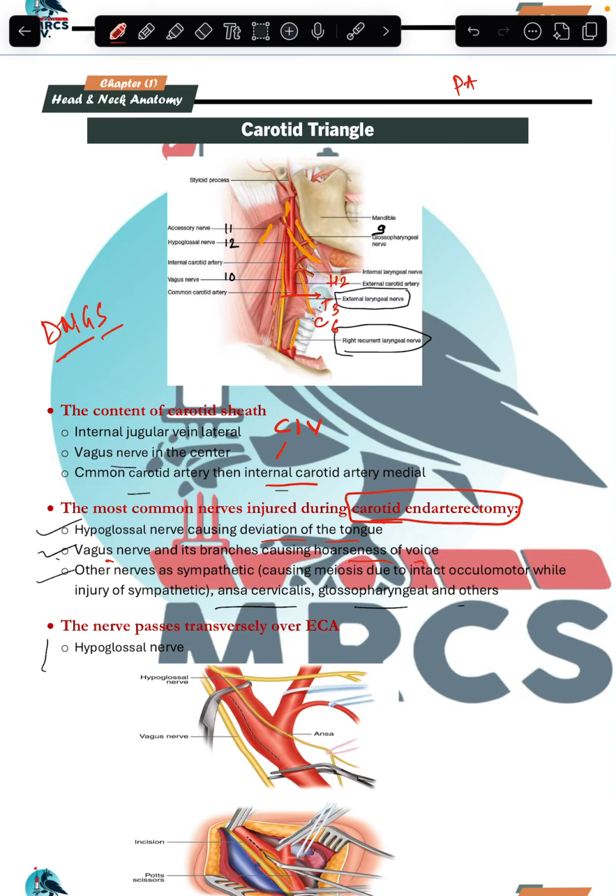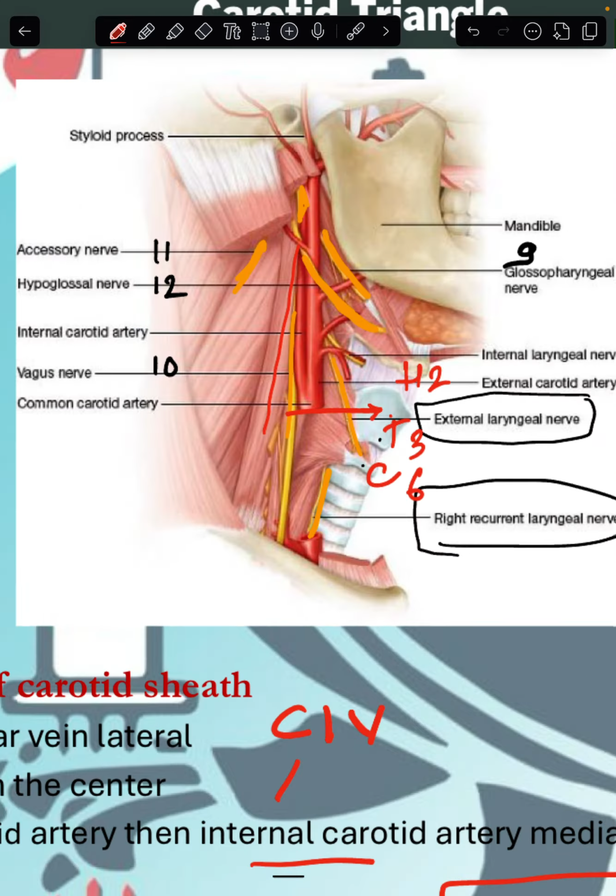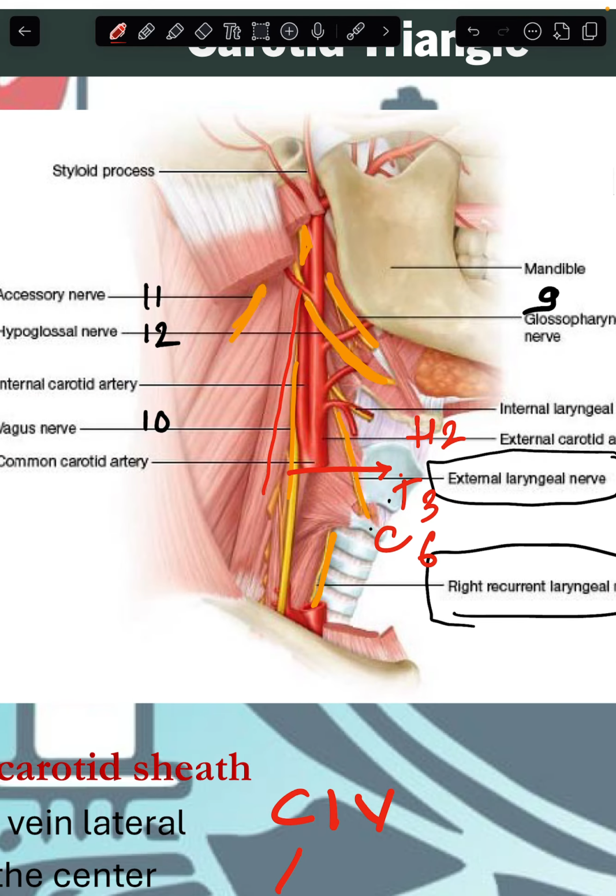This is part 6 of neuroanatomy. If you continue with the carotid triangle, here you can see the two major vessels: the external carotid and the internal carotid. These are branches of the external carotid at the level of the thyroid.